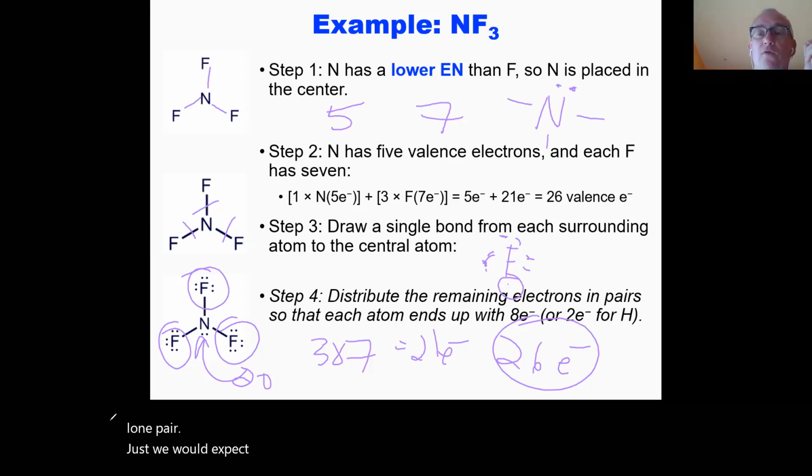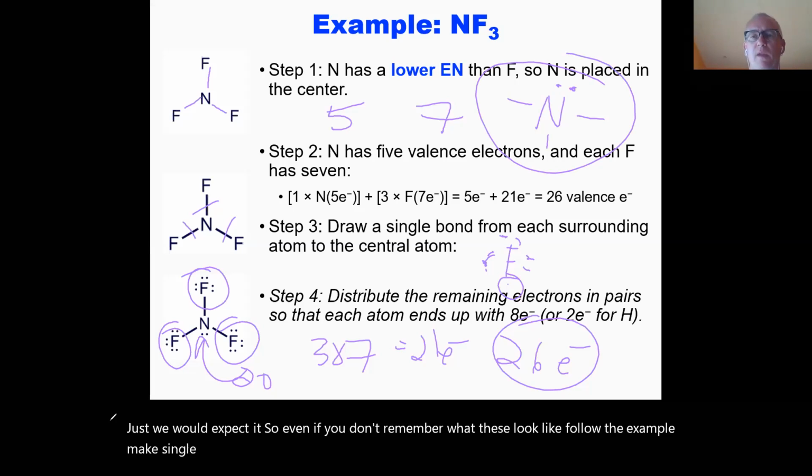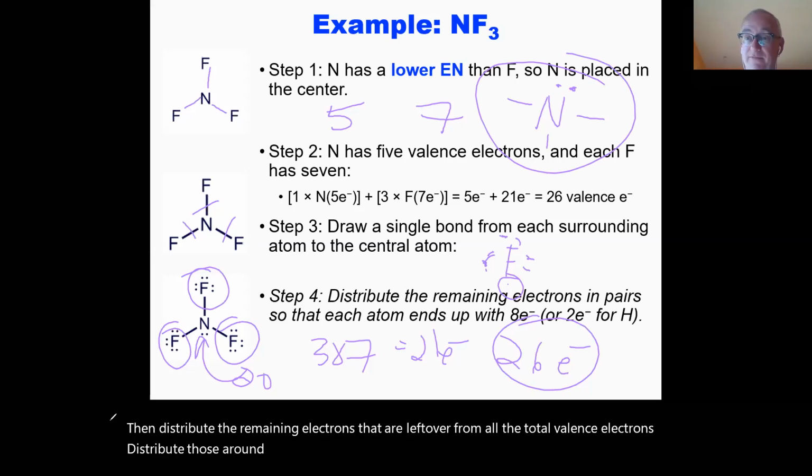So even if you don't remember what these look like, follow the example. Make single bonds, then distribute the remaining electrons that are left over from all the total valence electrons. Distribute those around the outside. If there's any left, throw them on the inside. And if you're short, you make double and triple bonds. We'll get to that tomorrow.